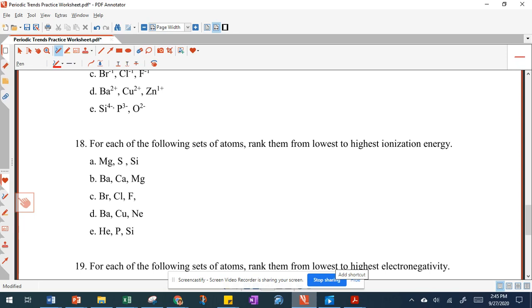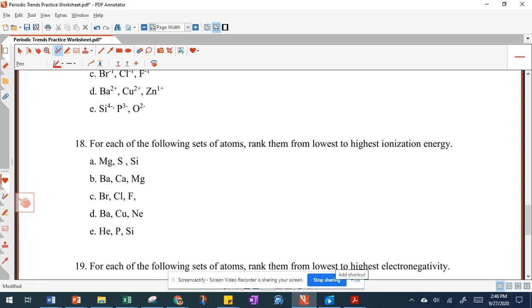Okay, so let's go over the answers. Now remember, ionization energy trend is going to be the opposite of the radius. So it's really important to think about the radius. If you're looking at magnesium, sulfur, and silicon, I want you to think about how many energy levels each of these have, just like we've been doing. And then if they have the same number of energy levels, look at how many protons are in the nucleus.